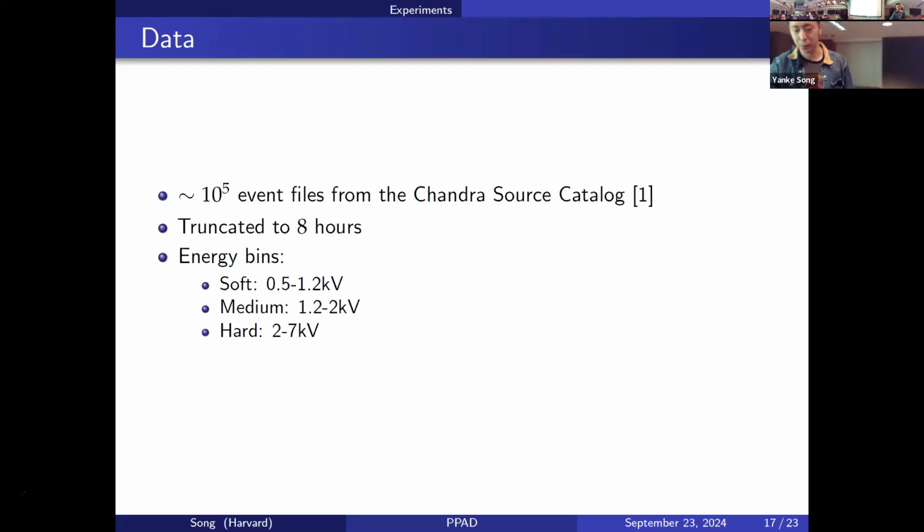Right, so now it's time to show some experiment results. I'm going to introduce a very light pre-processing. I'm taking 100,000-ish event files from the Chandra Source Catalog. I truncate them to 8 hours because we want an apples-to-apples comparison.